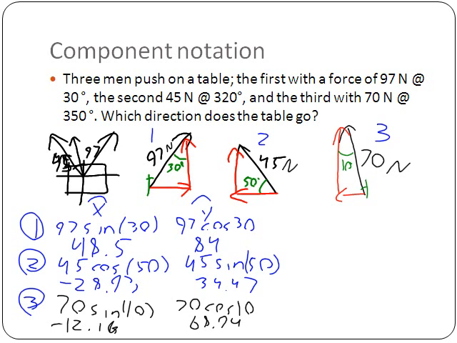So to work this out, we add all these up. If we add up all our x components, which is 48.5 minus 28.93 minus 12.16, we get an x component of 7.41 x hat. Then for y, we add those up. So we have 84 plus 34.47 plus 68.94, and we get a total of 187.41.